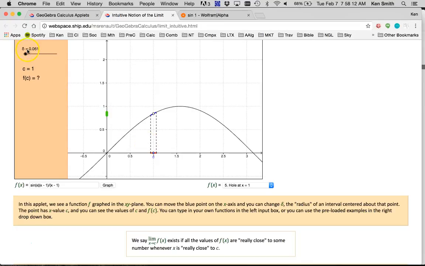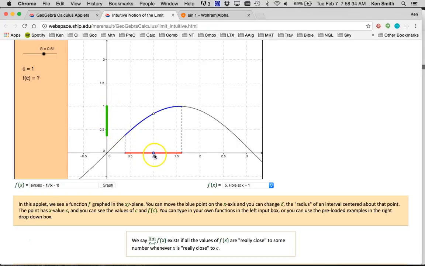So again, delta is the interval along the x-axis. Go up delta or down delta. And as we do that, we end up creating an interval along the y-axis.